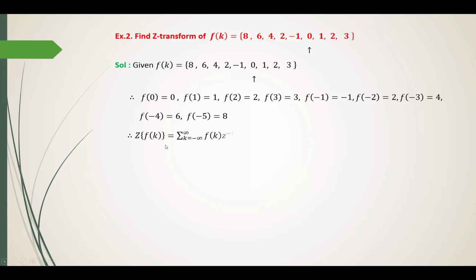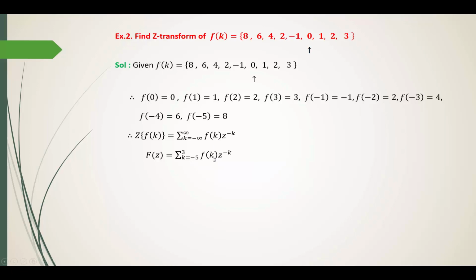And therefore by definition of Z transform, Z of f(k) equal to sigma k varies from -infinity to +infinity f(k) into z to the power minus k. Now here k varies from -5 to +3. k varies from -5 to +3. Now Z transform of f(k) is denoted by F(z) also. So is equal to sigma k varies from -5 to 3, f(k) z to the power minus k.